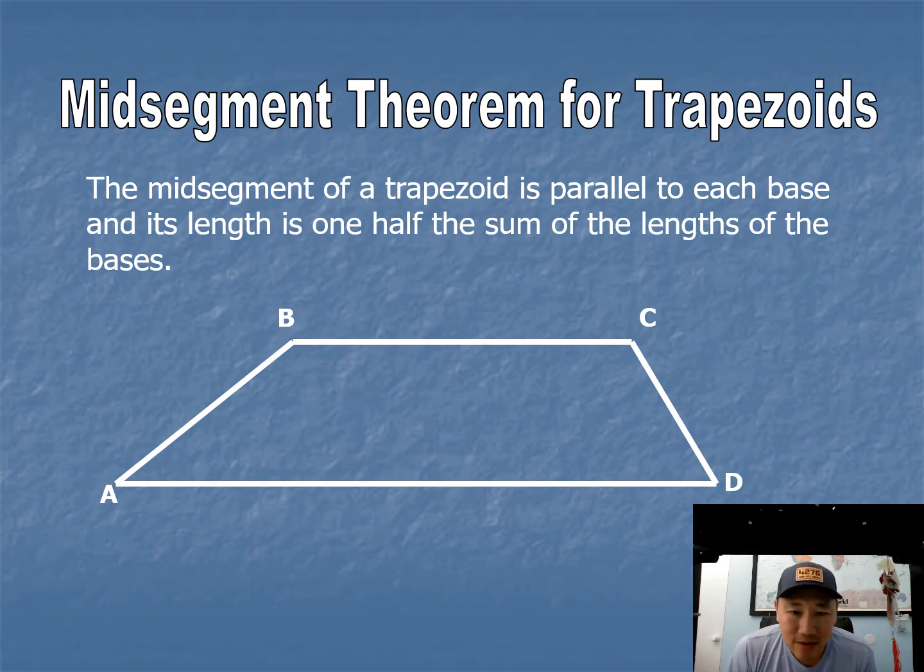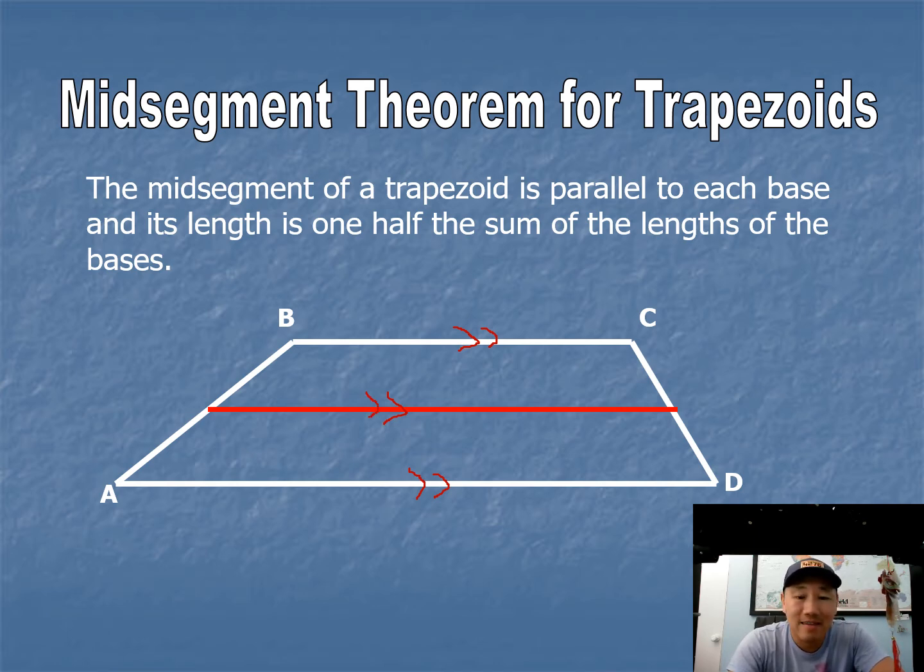Moving on to another theorem that applies to trapezoids, the mid-segment theorem for trapezoids. A mid-segment of a trapezoid is parallel to each base, and its length is 1/2 the sum of the lengths of the bases. As you can see, if we have these lines parallel, we have a trapezoid. Well, the mid-segment, the segment that goes through the middle, turns out to be also parallel to the 2 sides.